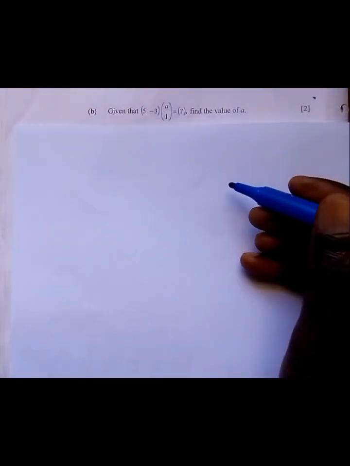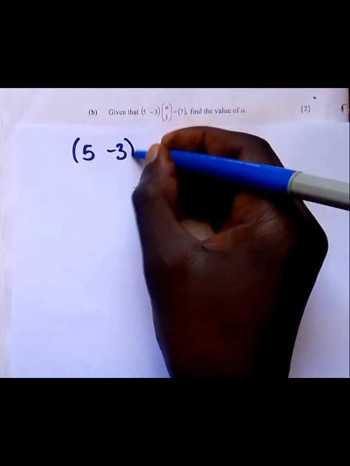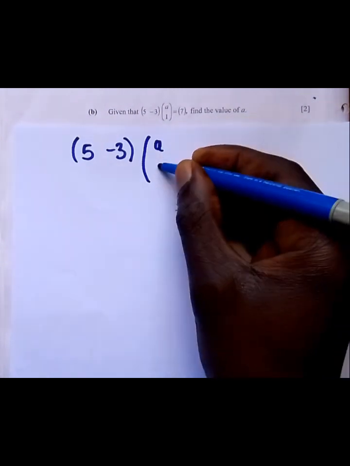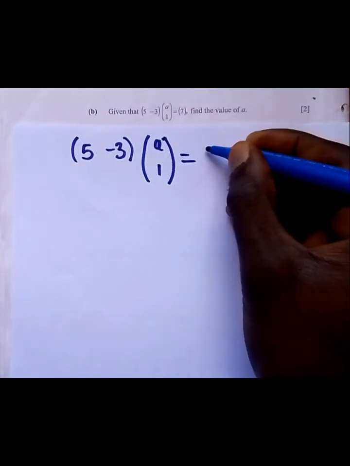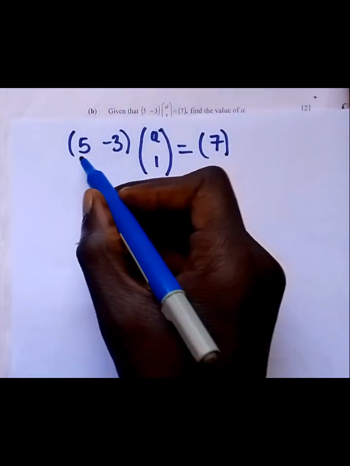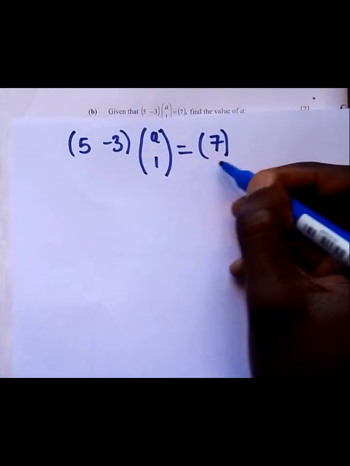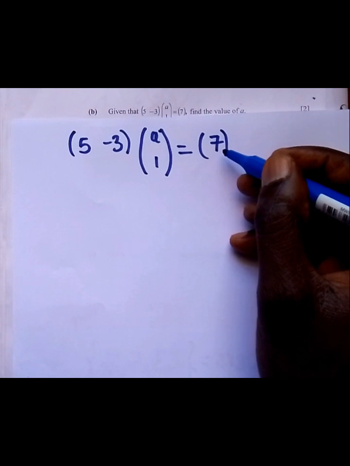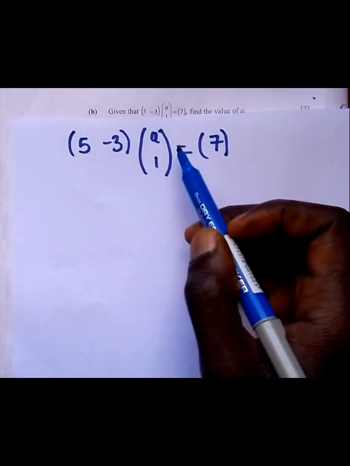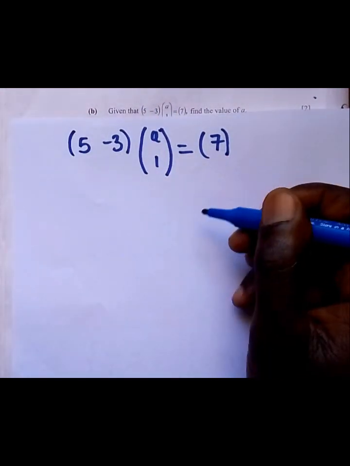So to find the value of a, first of all, we're going to write the question. I'm going to write (5 -3) multiplied by (a, 1), all this equal to 7. So what's going on here is that this 1 by 2 is multiplying with a 2 by 1 to give a 1 by 1. So to work out the value of a, we just have to form an equation from this multiplication and addition that is taking place here.